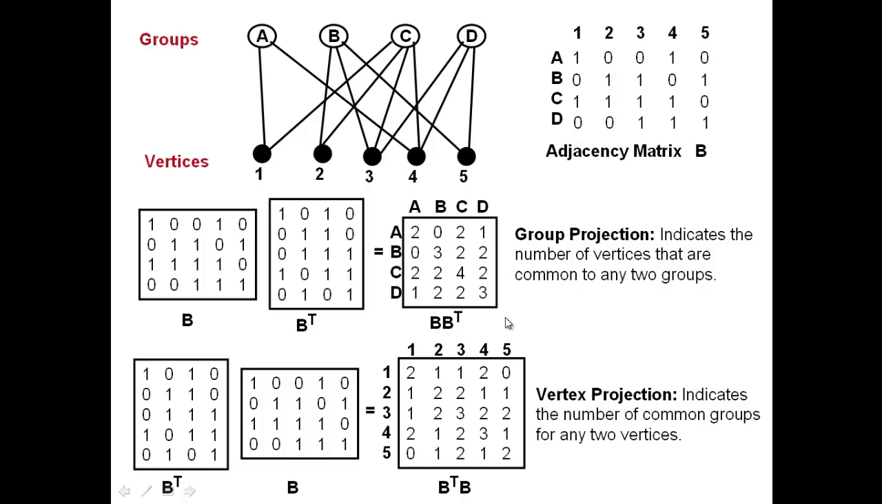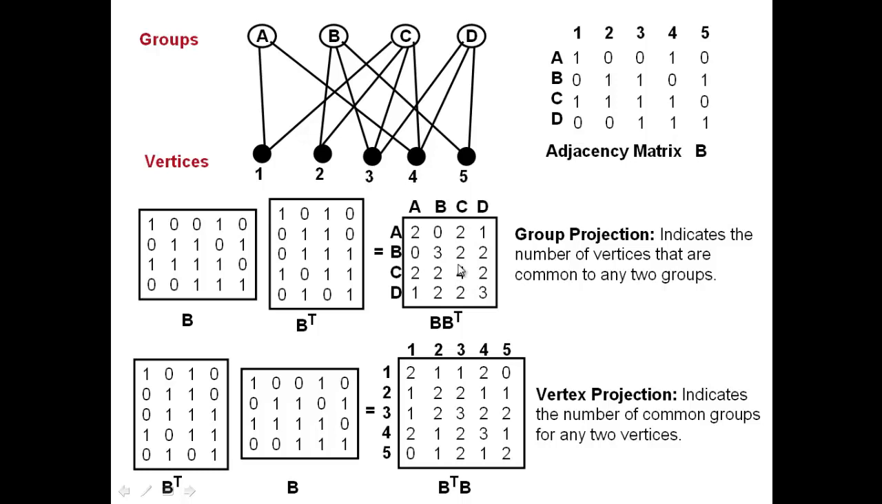Again, the diagonal indicates the number of vertices that are affiliated with a group. So if you want to get, say, BB, that means row B in the first matrix, column B in the second matrix, that is 0 times 0 plus 1 times 1, that's a 1, plus 1 times 1, another 1, then 0 times 0 plus 1 times 1, so it's 3. So that's why we have 3 for the entry for BB. It basically indicates the number of vertices affiliated with group B, 2, 3 and 5. So that's group projection.